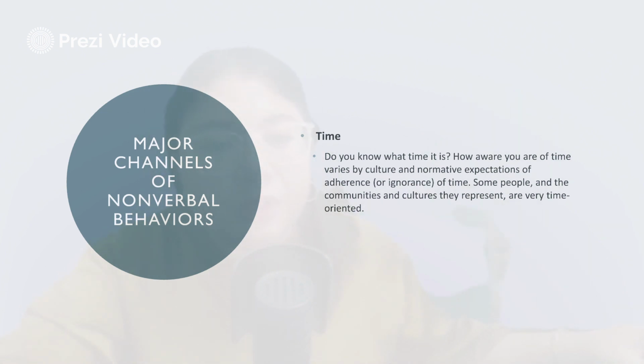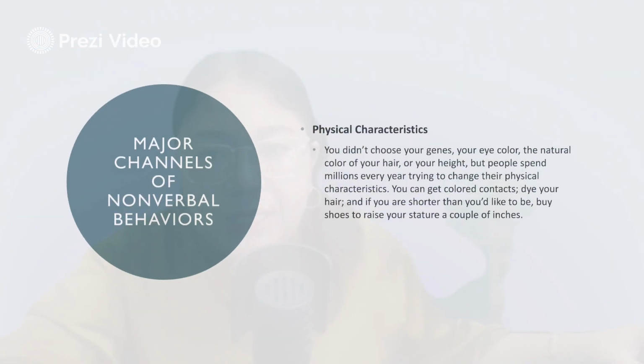Alright, okay. And then the next one is physical characteristic. You did not choose your genes. Your eye color, the natural color of your hair, your height, but people spend millions every year trying to change their physical characteristic. You can get colored contacts, dye your hair, and if you are shorter, you would like to buy shoes to raise your height a couple of inches.